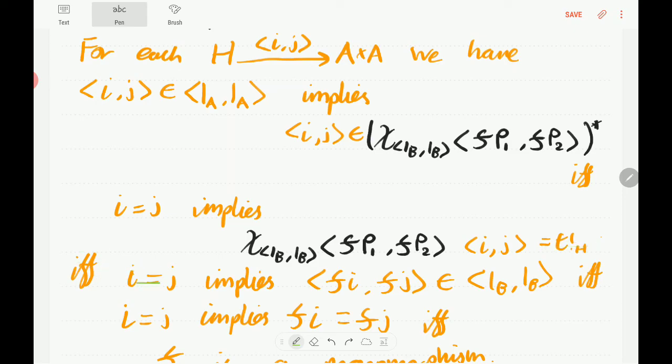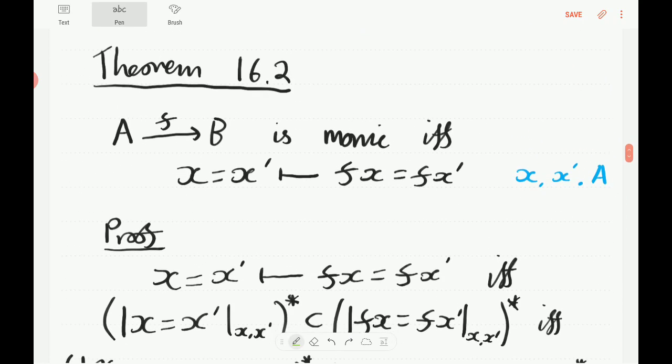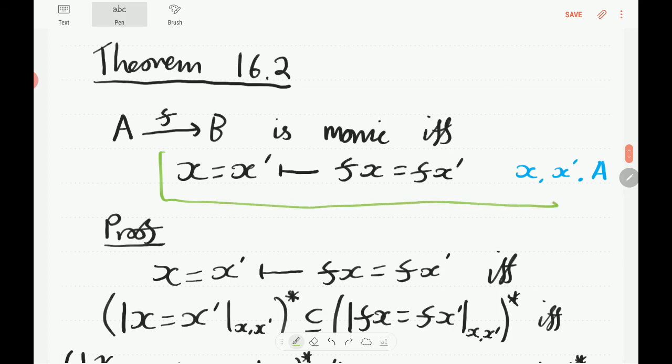And that happens if and only if I equals j implies f after I comma f after j is in identity B comma identity B. And this happens if and only if I equals j implies f after I equals f after j. And this obviously must hold for any I comma j from h to A times B for any h. So this basically happens if and only if f is a monomorphism. That's our definition of a monomorphism. So we've proved the results. We've shown that this kind of Mitchell-Benabou statement holds if and only if f is a monomorphism.